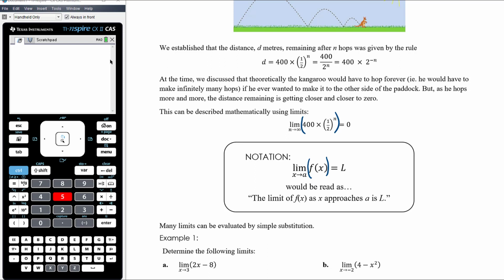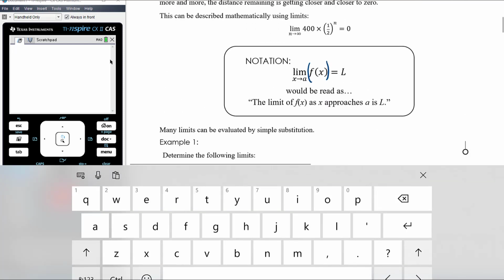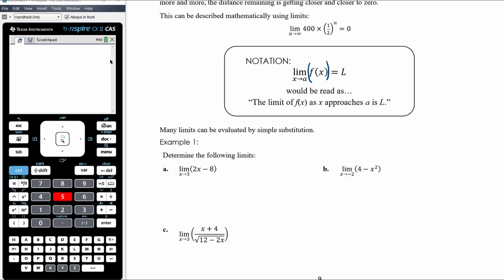In many cases, limits can be evaluated by simple substitution. The example I've used here is a bit more complicated, although we can think it through, because while we can't technically substitute infinity into something, we can understand that when I raise a fraction to a very, very big power, I get a very, very small number. And a very, very small number times 400 is a very, very small number. So we can think through the logic of that. When we're limiting to a particular numerical value, quite often the limit is simply about substitution. We'll have a look at examples where it's not.